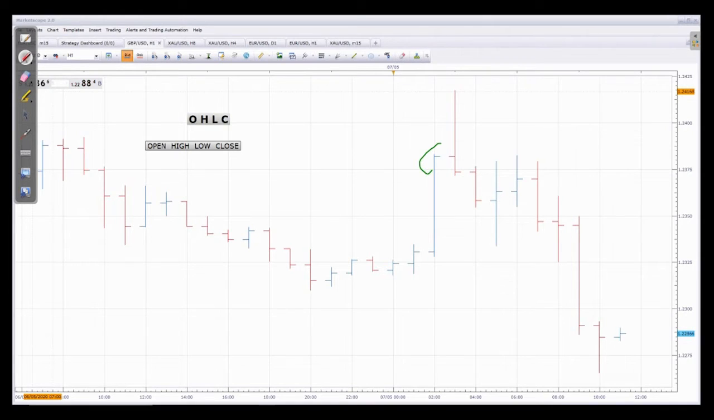Same thing here: the high price and the low price of that hour, and on the left side, this small bar is showing the opening price, and on the right side of the bar, this is showing us the closing price. So in simple words, high and low of the hour, this is the opening, and this is the closing.